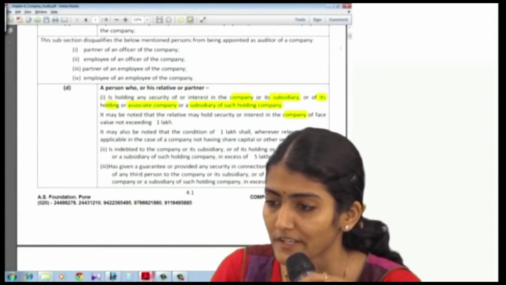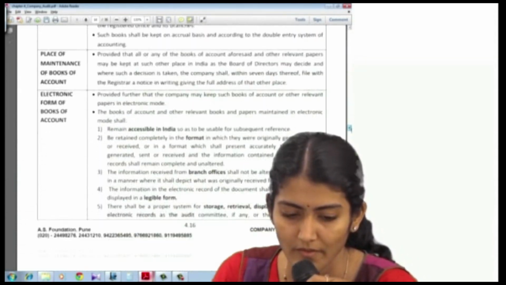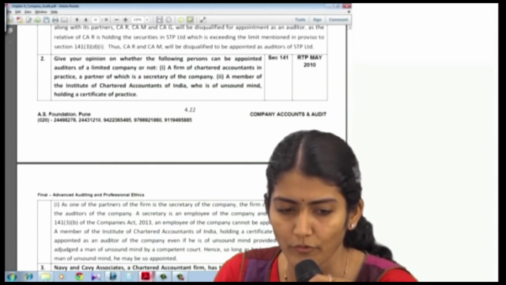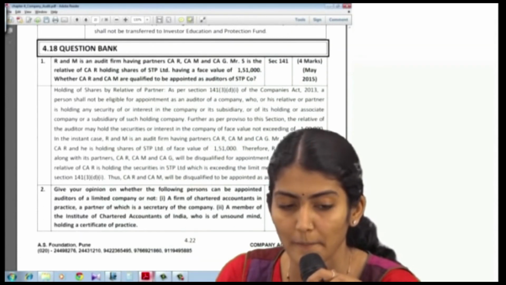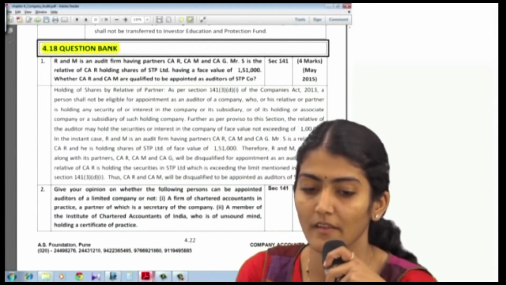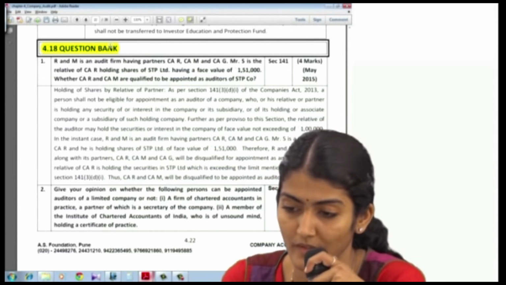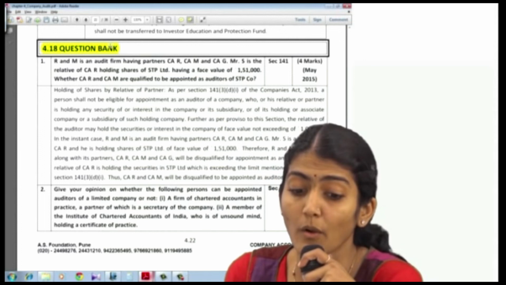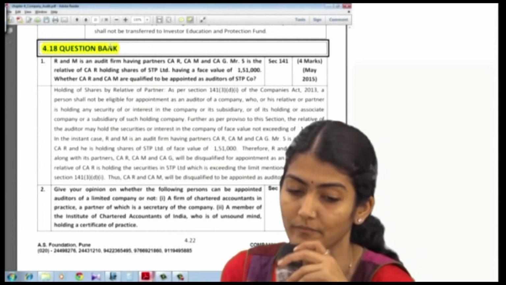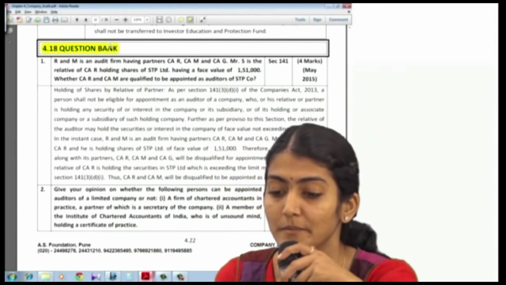Right, let's come to the question bank. Let's come to question number 1. What is the page number? Page number 4.22, question number 4.18. R&M is an audit firm having partners R, M and G. S is the relative of R holding shares of STP having face value of 1,51,000. Whether R and M are qualified to be appointed as an auditor of STP company.